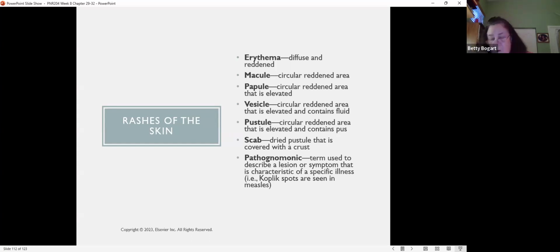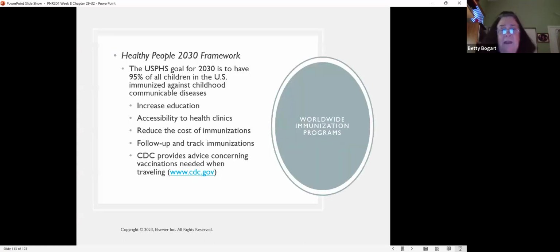A scab is when they're all dried over, and pathognomonic is the term used to describe a lesion or symptom that's characteristic of a specific illness. How about the term Koplik spots? When you have measles, you might see Koplik spots. So these are things like the rash on the face with lupus, that's a lesion that you would see in lupus. And same thing with that name.